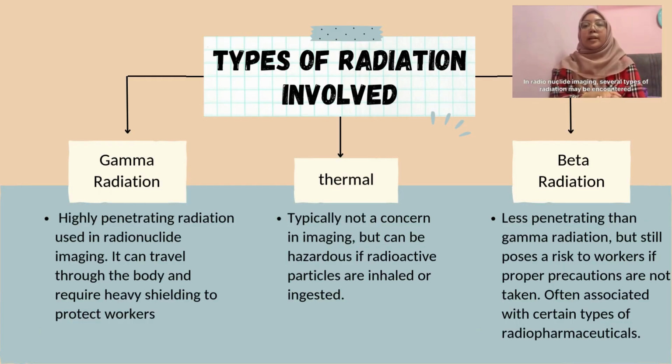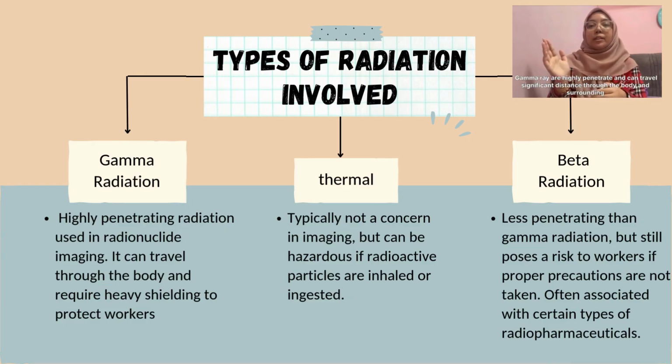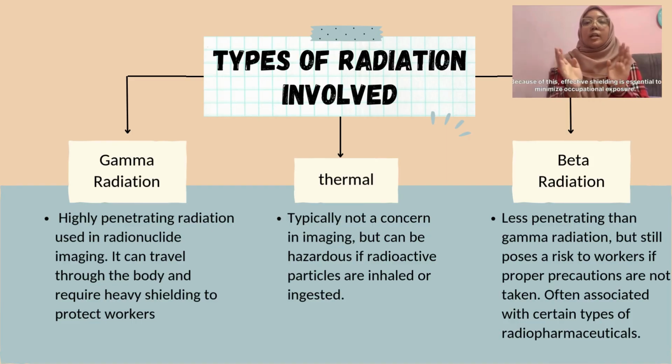In radionuclide imaging, several types of radiation may be encountered, each with its own characteristics and safety considerations. First is gamma radiation, which is the primary form used in nuclear medicine. Gamma rays are highly penetrating and can travel significant distances through the body and surrounding material. Because of this, effective shielding is essential to minimize occupational exposure.